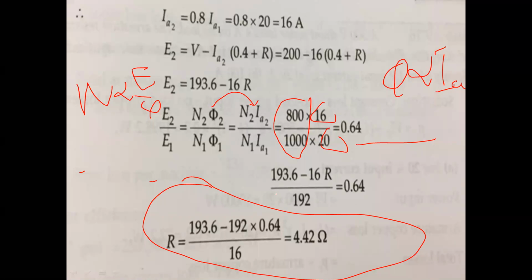In this manner, we calculate the problems on DC machines. If you have any doubts, only 72 numbers are there. Any doubts?